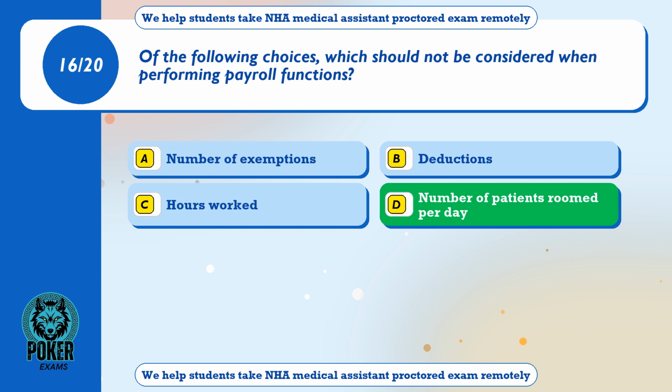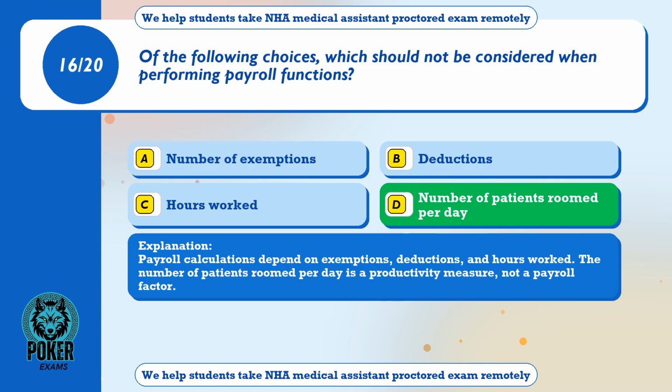The correct answer is option D, number of patients roomed per day. Payroll calculations depend on exemptions, deductions, and hours worked. The number of patients roomed per day is a productivity measure, not a payroll factor.